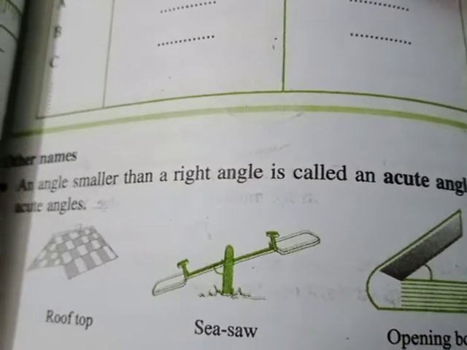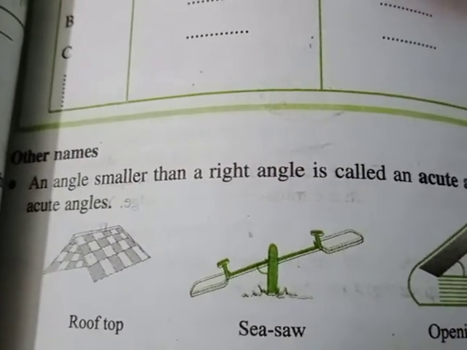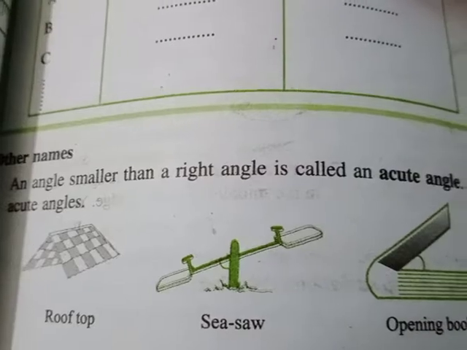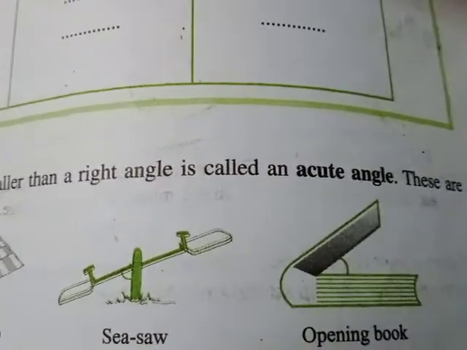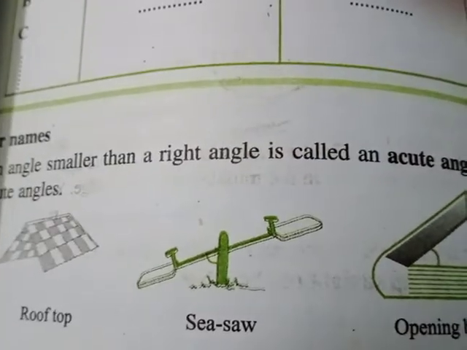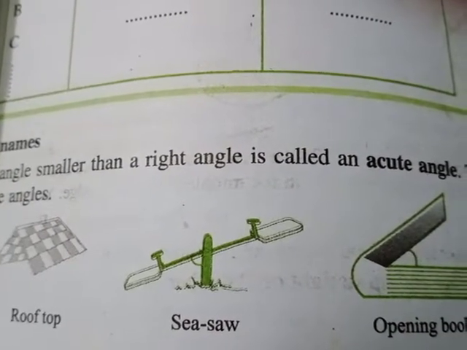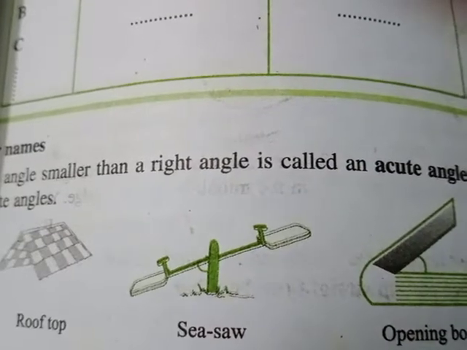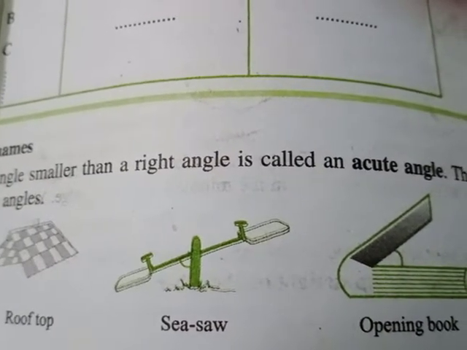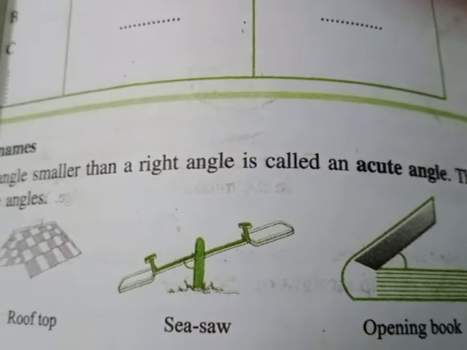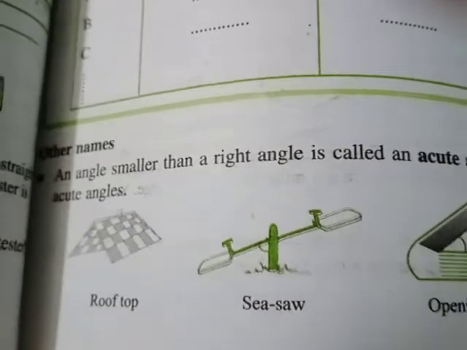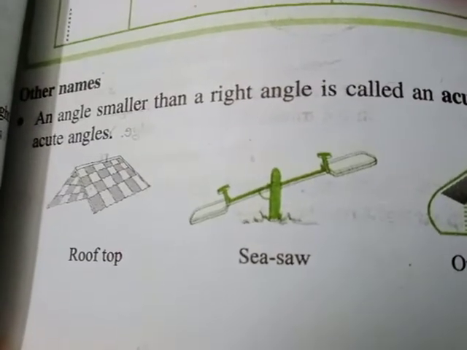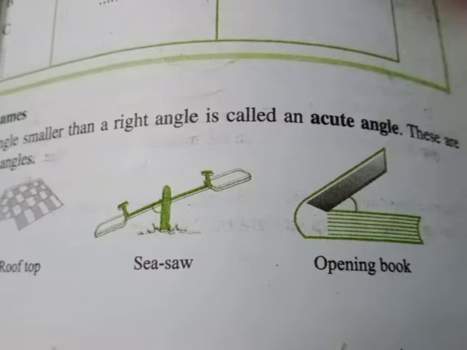We have already studied about acute angle in class 5, right? So we know that any angle which is less than a right angle is known as an acute angle. A right angle is a 90-degree angle, and all the angles starting from 0 degree to 89 degree are known as acute angles. You can see here the portions made: rooftop, seesaw, opening book, all these are examples of acute angles.